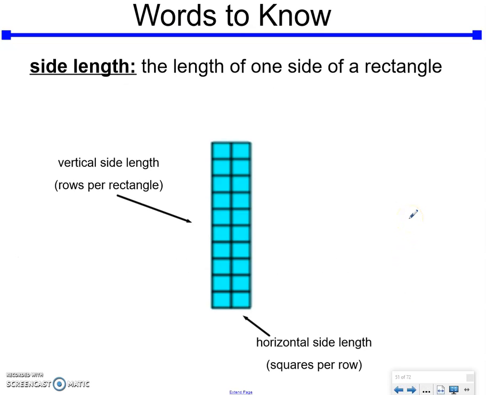We've also learned about side lengths. They're the lengths of each side of a rectangle. Rectangles have 2 horizontal side lengths that run side to side, the bottom and top. These two sides are the same length, and they tell the number of squares per row. Rectangles also have vertical side lengths that go up and down. The left side and right side of the rectangle are the vertical side lengths, and they are the same length as each other. They tell the number of rows in the rectangle.